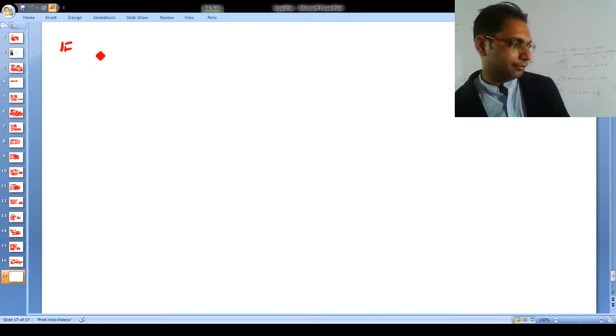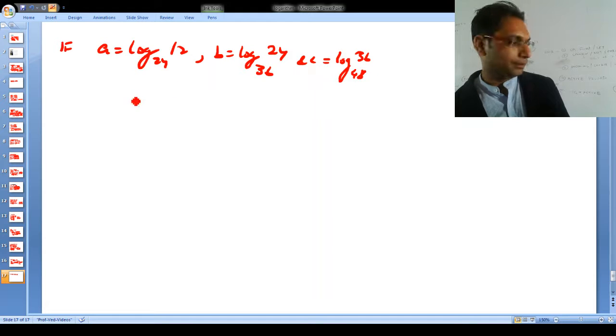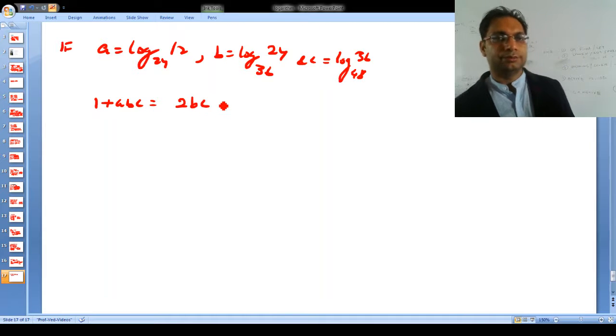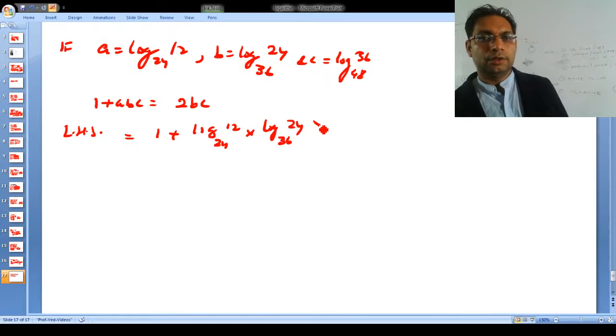Okay, so it says that if a is log of 12 to the base 24, b is log of 36 base 24 again, and c is log of 36 base 48, then prove that 1 plus abc is equal to 2bc. Okay, no issues. We'll just take the LHS, okay? And we'll say that 1 plus what is abc? So a is this, and b is this, and c is this.